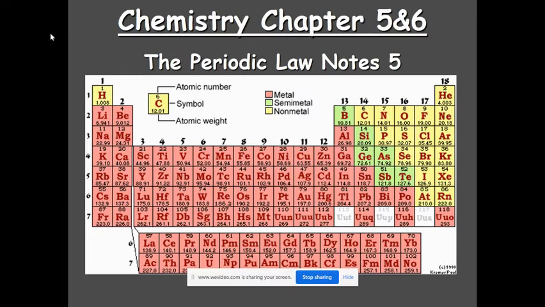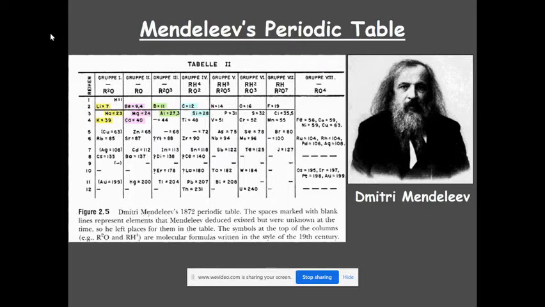Okay, so we have to talk about the periodic table. We've talked a little about how it's organized by electrons in our last unit. And first, I'd like to show you some different ways the periodic table can be organized. It all started here with Dmitri Mendeleev.